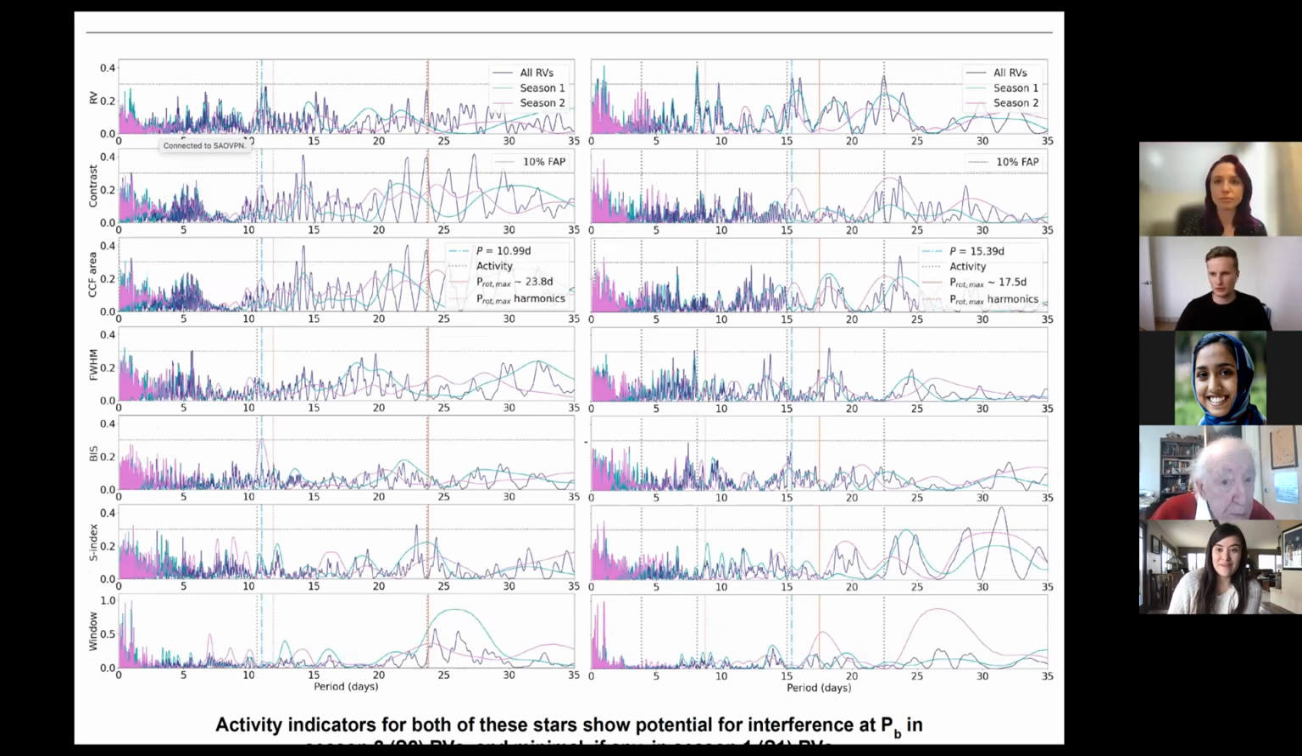I have a follow-up. Oh, Victoria, you go ahead. I was going to ask about that point of you mentioning that the observations were not optimized for stellar activity. What do you wish had been different? What about the observations would have made it more optimal?